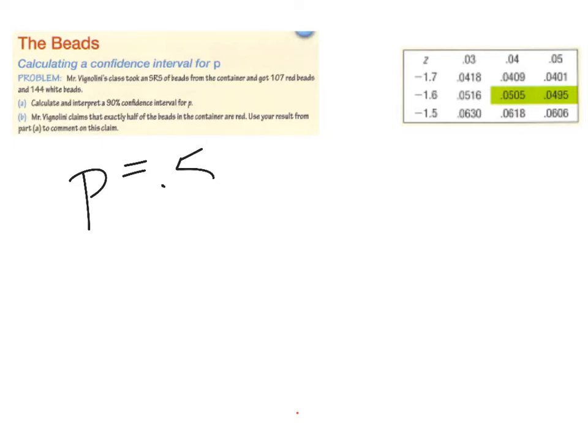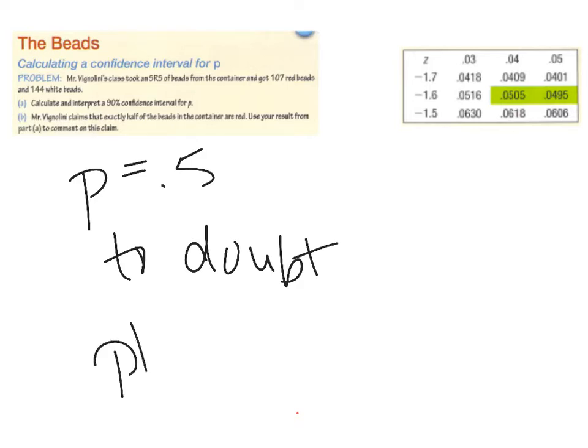Well, based on what I got in part A, I would say that we have a good reason to doubt him, because that's not captured within my interval. We have a good reason to doubt his claim, and state what his claim is, that half are red, because 0.5 is not contained in the interval of plausible values. So we would doubt his claim and we would question that.